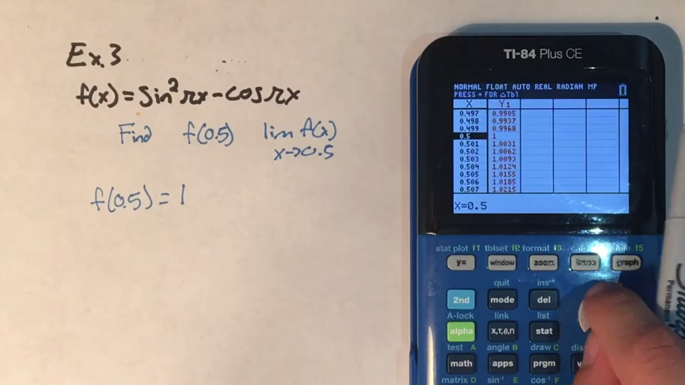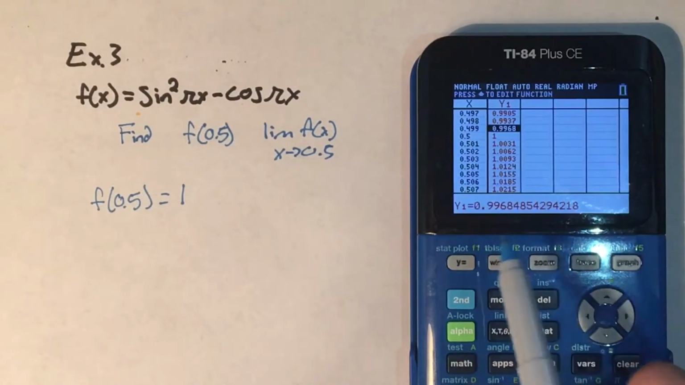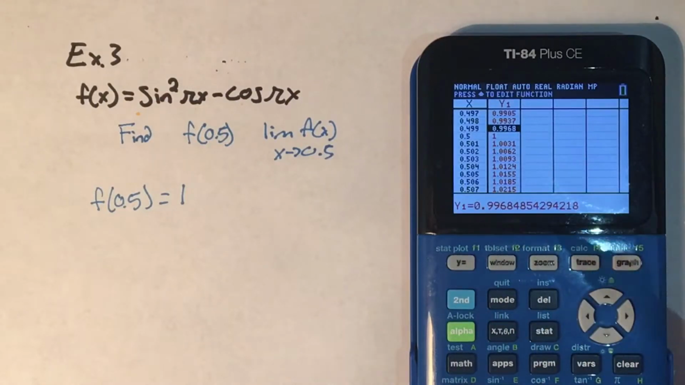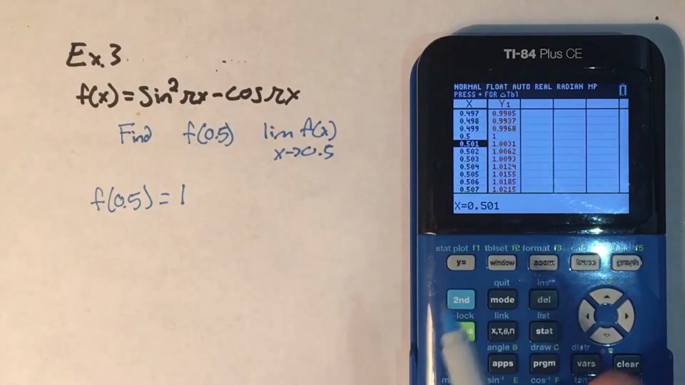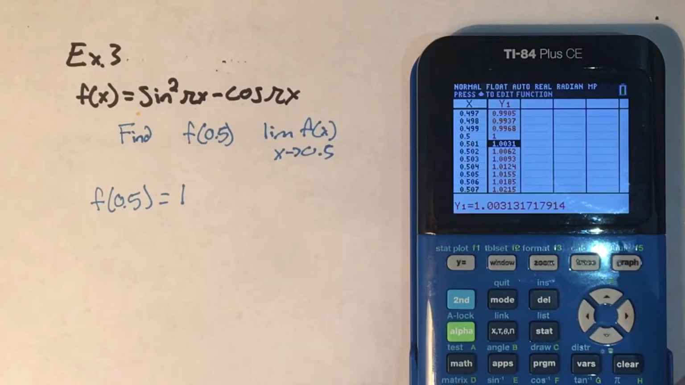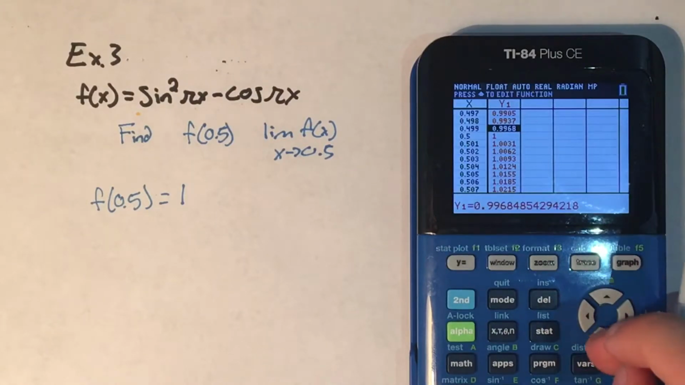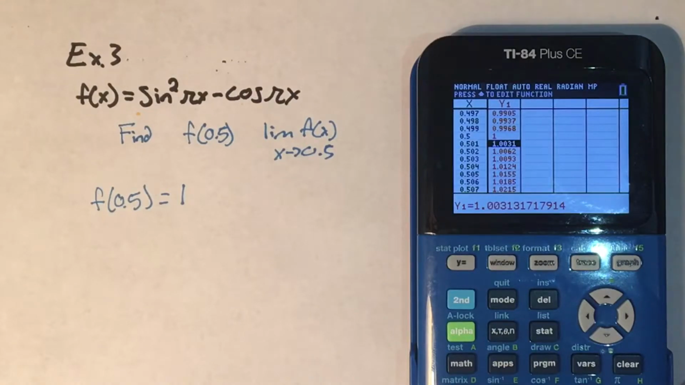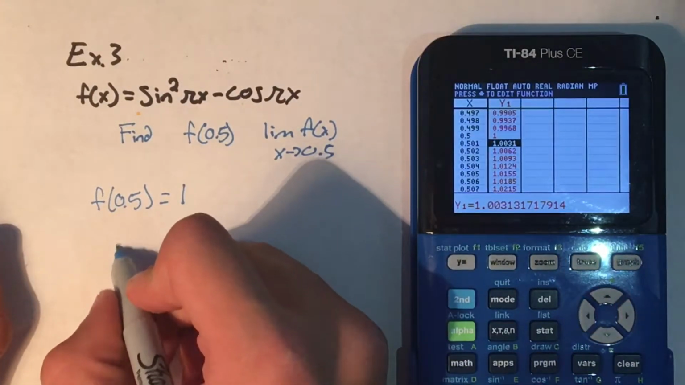We can see here, right above 0.5 at 0.499, our answer is 0.9968, or basically 1. And right above 0.5 at 0.501, the answer is 1.0031, which is basically 1. Neither of these numbers, 0.9968 and 1.0031, is exactly 1, but they're so close that they're basically the same number as 1. So we can write our limit as this.